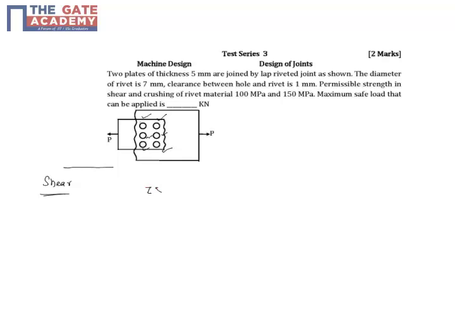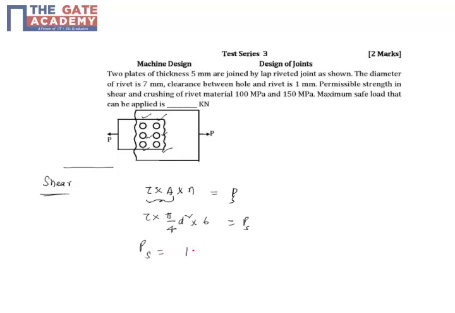So tau is the shear stress, into the area of cross section of one rivet, into the number of rivets. Tau into A is the shear load acting on each rivet, and because it will be shared uniformly, into N, that will be the load P at the time of failure. So tau into the area of cross section of each rivet, that is pi by 4 d square, into the number of rivets, which is 6. This is the minimum shear load which will cause failure.